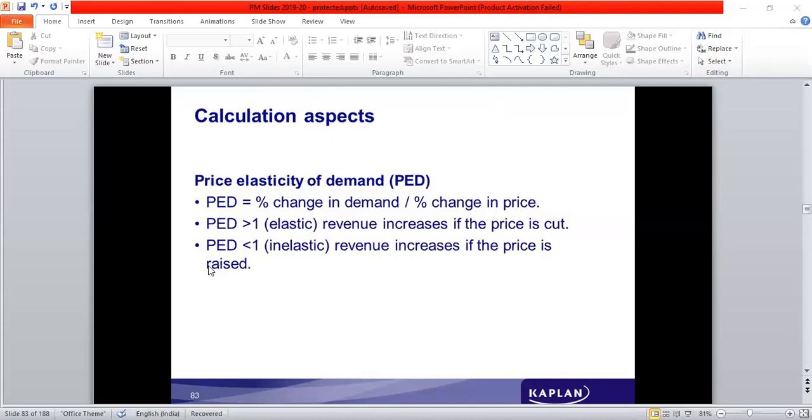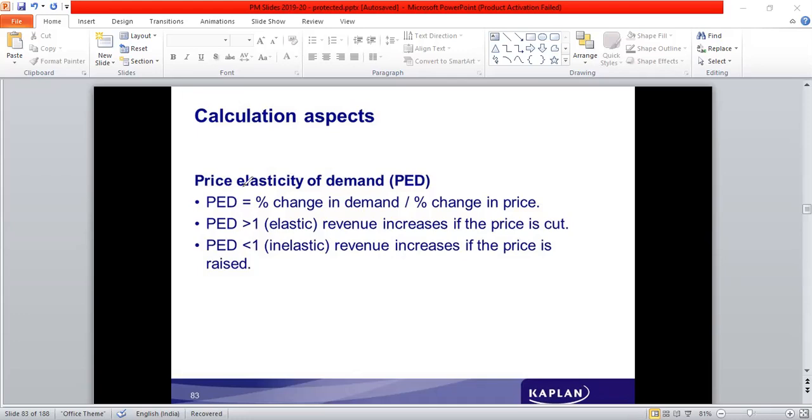The calculation aspects. The next topic we have is, what is price elasticity of demand? Consider a competitive market where there are many sellers present, a wide range of products available, and suppliers supplying products with different features.